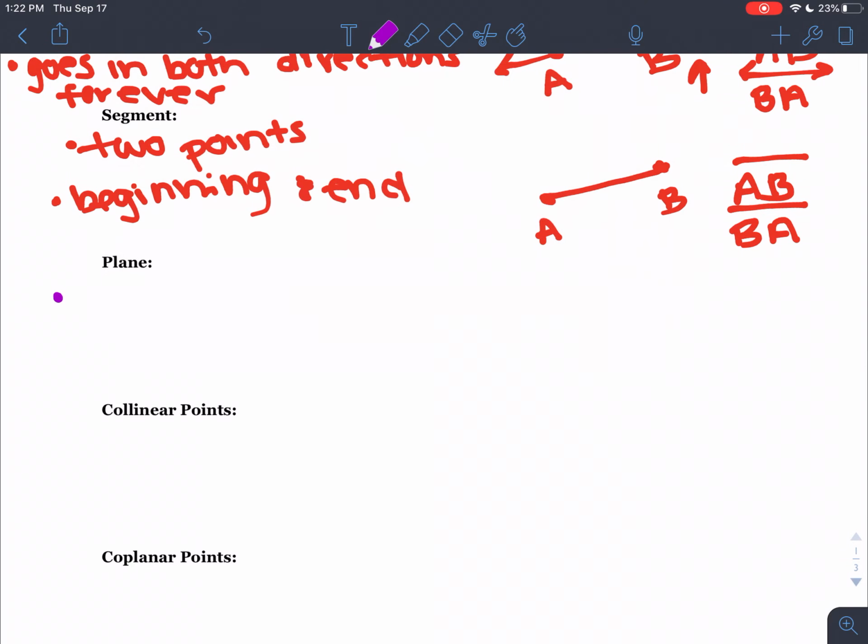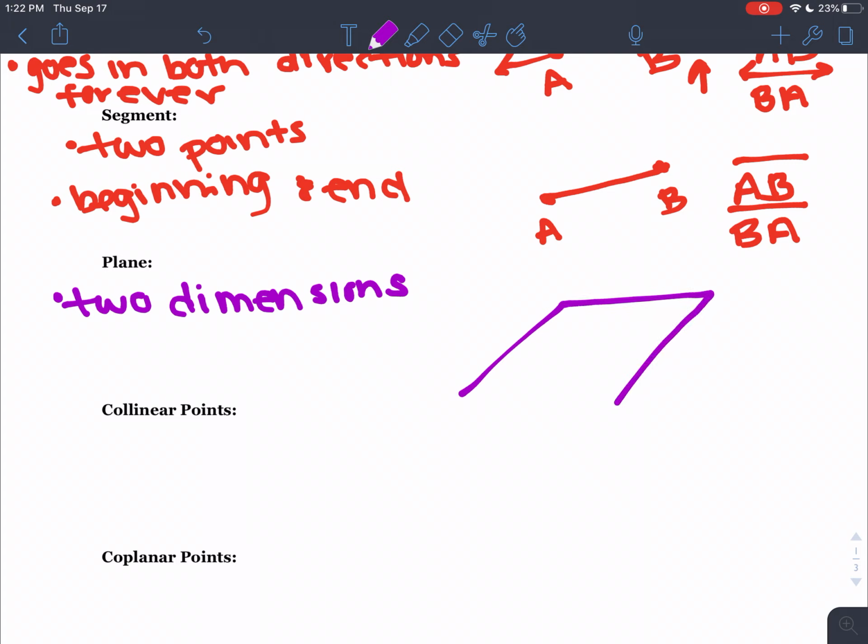A line goes on forever, and a segment has a beginning and an end. Now, a plane has 2 dimensions. And it's represented by a shape that kind of looks like a piece of paper if you were to draw that. Something like this. It extends in every direction forever, but obviously I can't draw every direction forever on my paper. So that's why we draw something that looks like this.